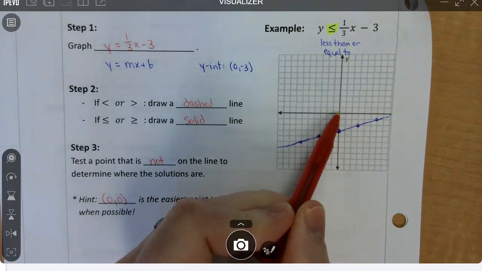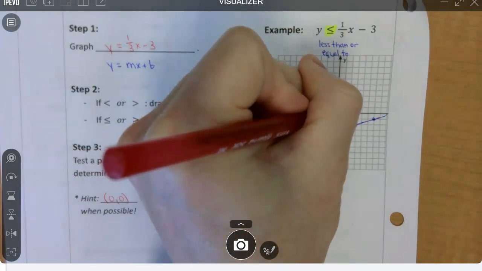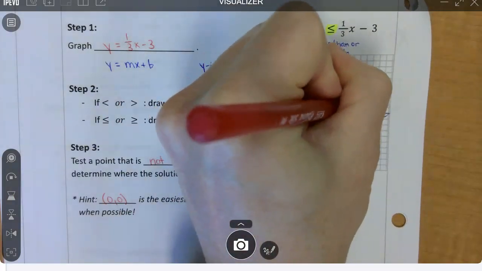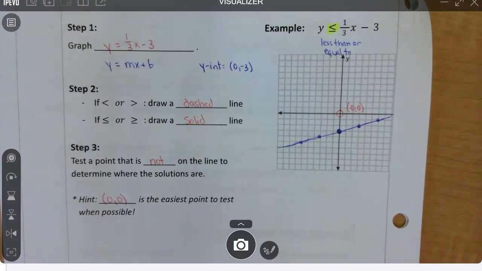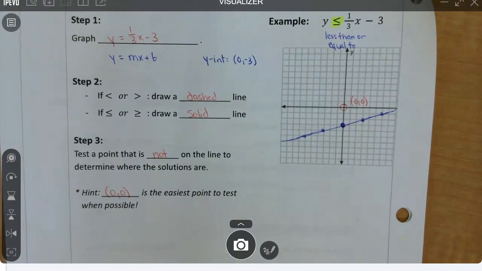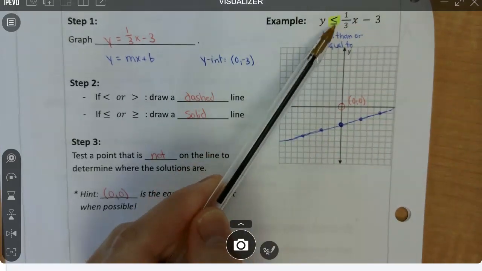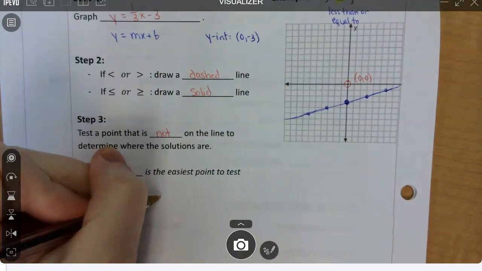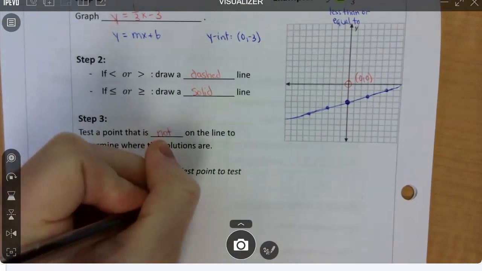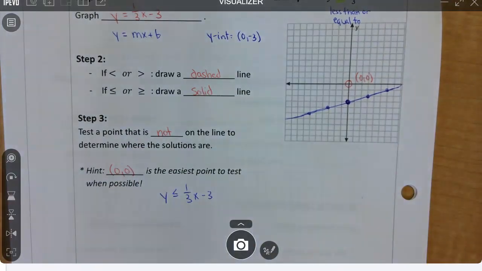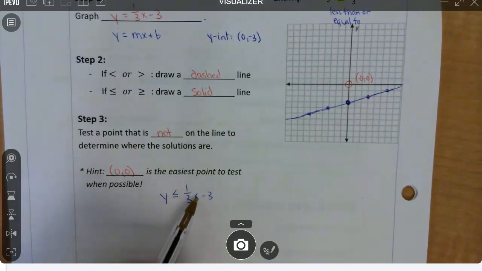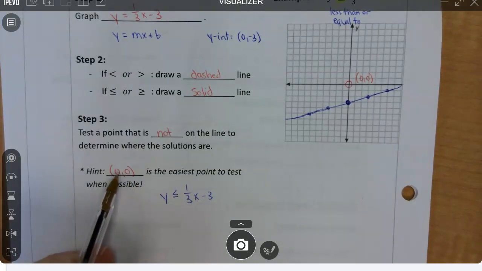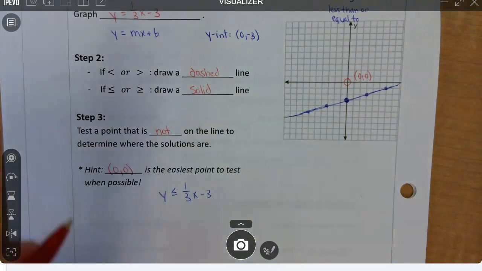Well, 0, 0 is right here, and it's not on the line, so I can use this point right here to test. And all that means is, I'm going to test 0 for the x and 0 for the y and see if it makes the inequality true. So I'm going to rewrite our original inequality down here, which was y is less than or equal to 1/3 x minus 3. But now what I'm doing is I'm replacing this y right here with 0, and I'm replacing this x right here with 0, and I'm trying to see if it makes the inequality true or not.